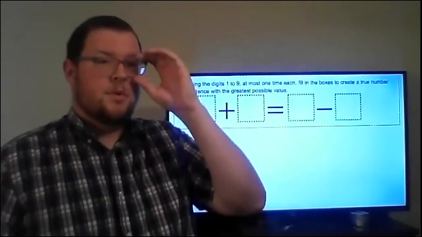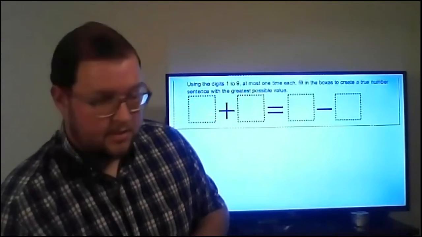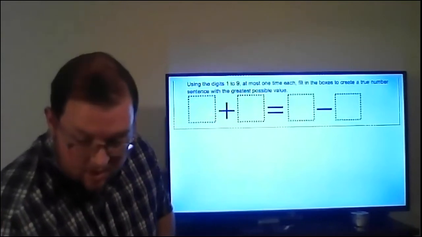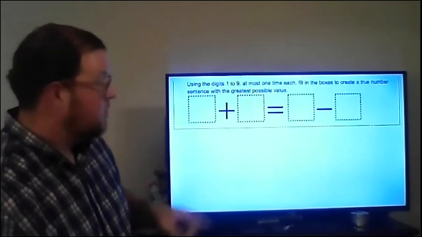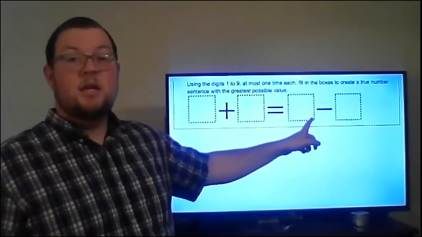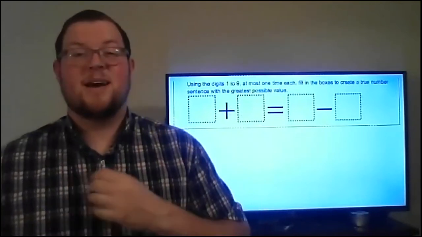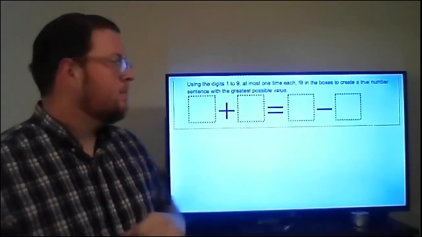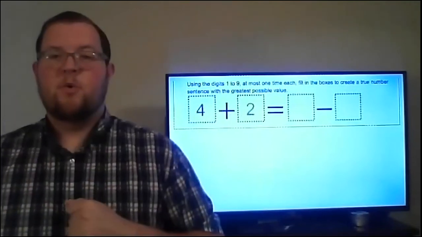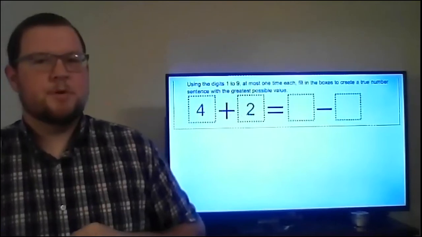What I want you to do is create a balanced equation, which means that the problem that you create here will equal the problem that you create here. So I'm going to put up the problem that I decided to come up with, and that problem is 4 plus 2.